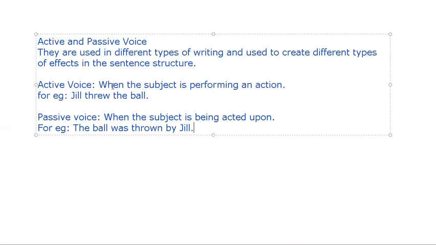Whereas in the active voice, the subject was Jill and Jill performed an action. She threw the ball. Jill threw the ball. In the passive voice, the subject changes to the ball and it is acted upon by Jill. Jill is still performing the action, but the subject changes to the ball. The ball was thrown by Jill.